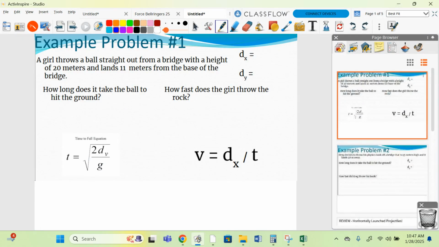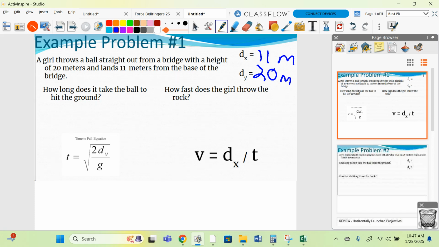Okay, so there is a bridge with a height of 20 meters. If I'm thinking height, I would look up and down. That is my vertical information. That would be the 20 meters, and that goes over here for dy. It lands 11 meters from the base of the bridge. A lot of times it'll say away from something. If it is away from you, that is how far horizontally you're located. That is my distance in the x direction.